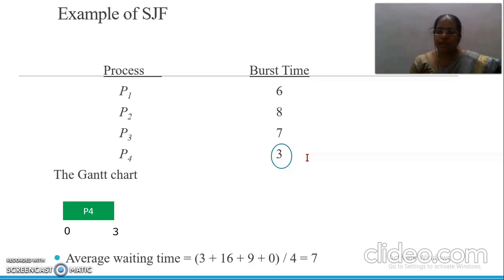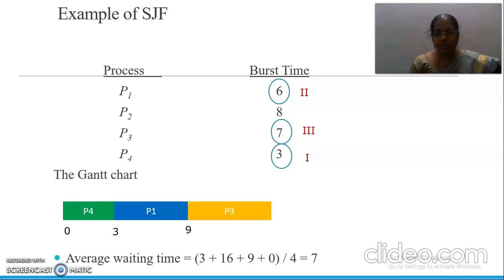When you compare the next burst time, the next least value is 6, which is for process P1. So P1 will be processed second. It needs 6 milliseconds, so 6 plus 3 is 9. The third process is P3, whose burst time is the next shortest, 7. So 9 plus 7 is 16. And finally 8, which is the final process P2.